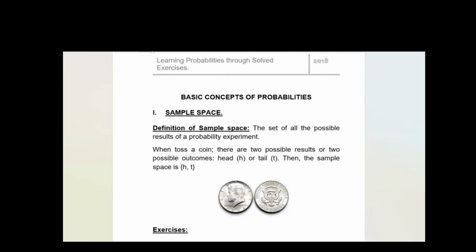When you toss a coin, for example, there are two possible results or two possible outcomes. The first outcome is head. The second possible outcome is tail. Then the sample space of tossing a coin once is basically {H, T}. That means one head, one tail. So there are two possible outcomes. One outcome is the head, the other outcome is a tail. So this is the sample space of tossing a coin once.